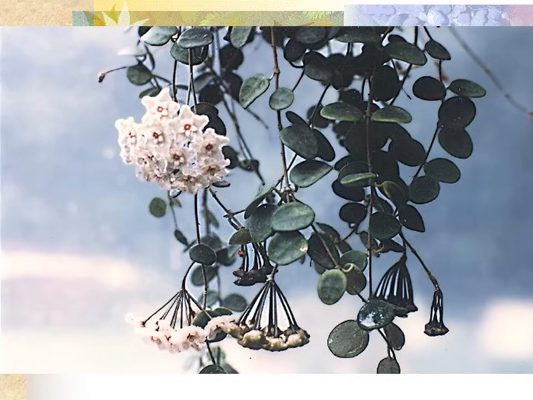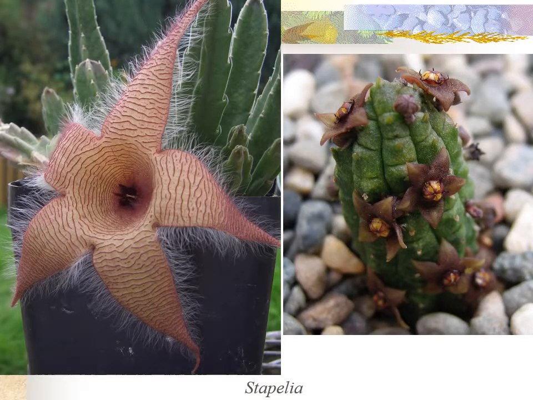This here is Hoya, which is a common ornamental houseplant, and it is another example of a member of the group that is a vine. We also have some succulent members in this group, as seen in the genus Stapelia here. A really cool example of convergent evolution. As you can see, the vegetative portions of these plants have quite a resemblance to a cactus or some members of the Euphorbiaceae.